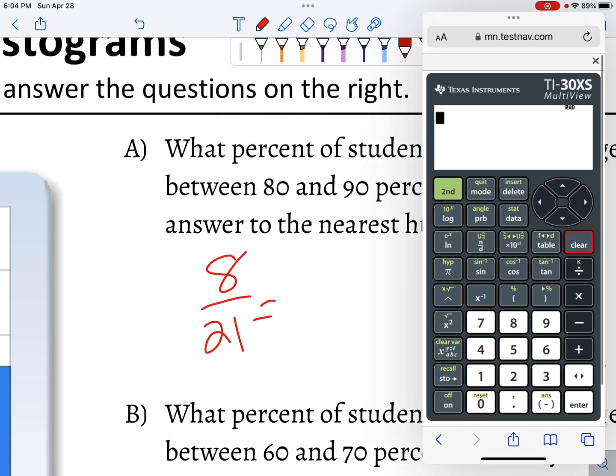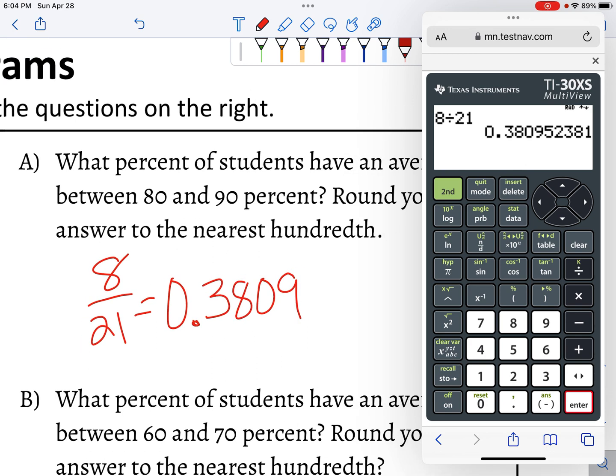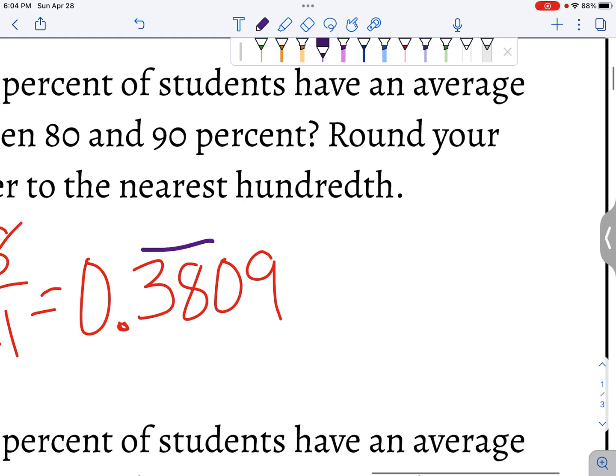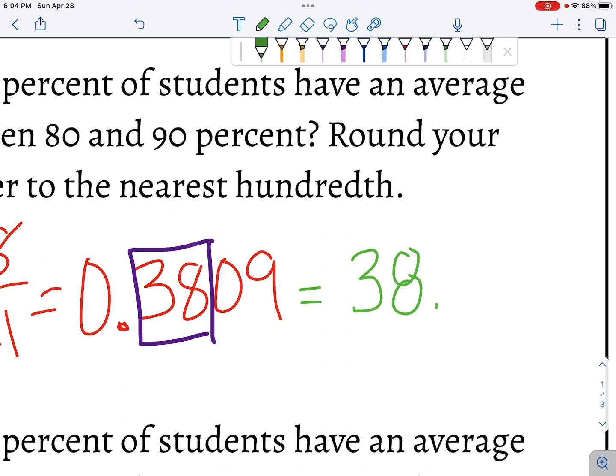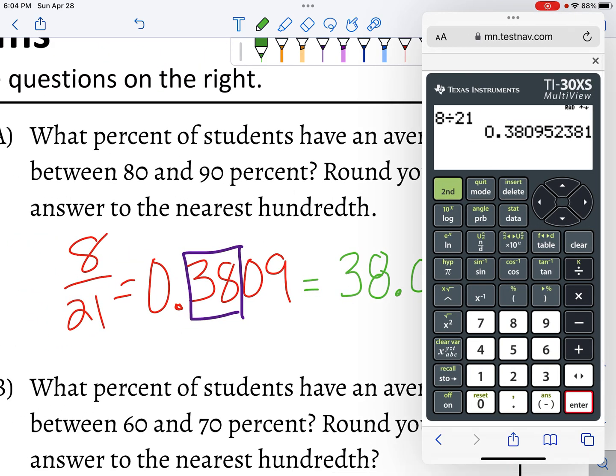And if I put that in my calculator, 8 divided by 21 gets me 0.3809. And then I'm going to put a box around my first 2 decimal digits. And that says then that it's 38.09%.